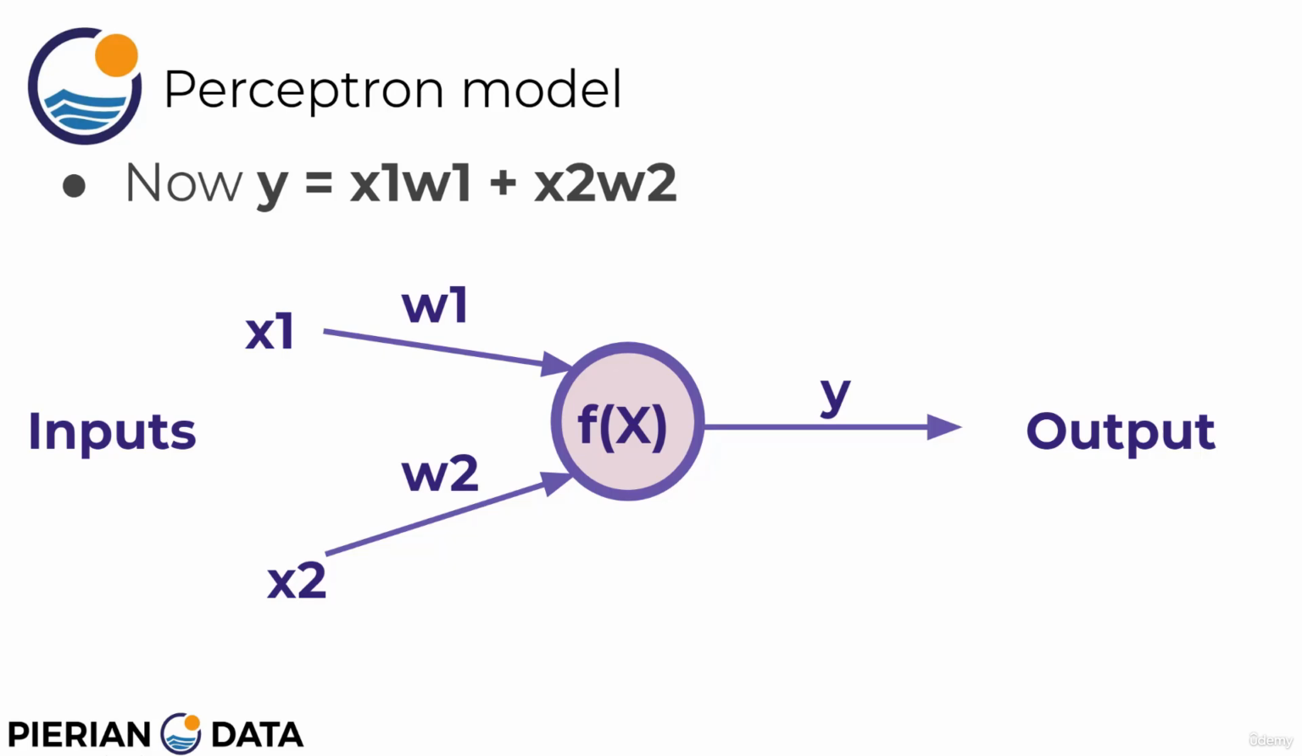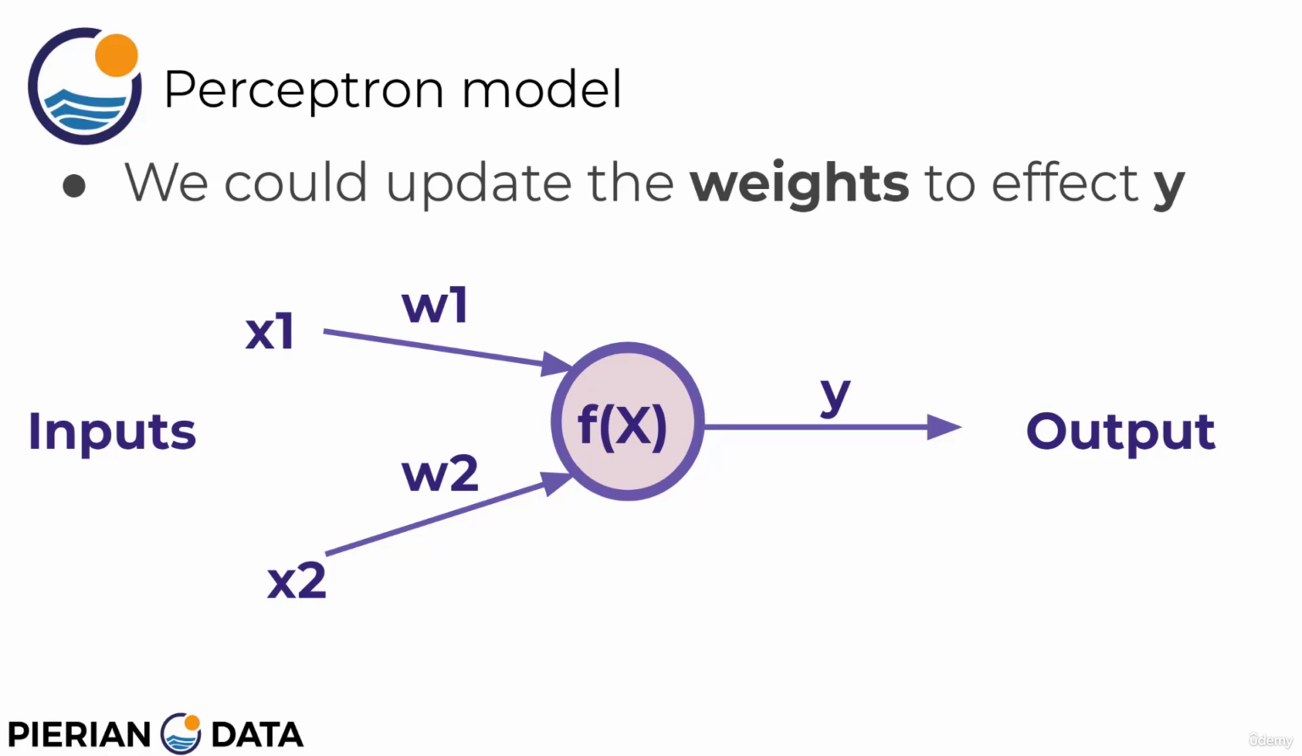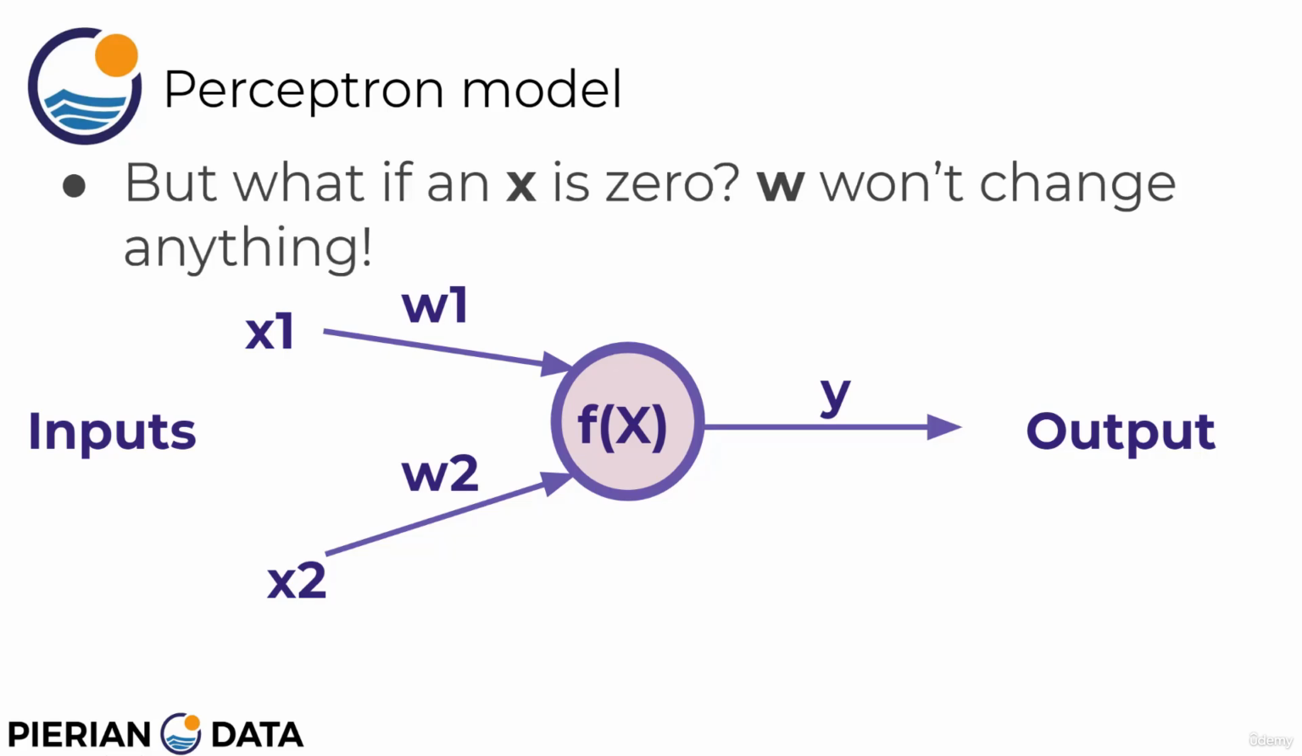And one way we can do this is by applying a weight to each input, and then we can adjust the weight. We'll label these weights corresponding to their inputs as w1 for x1 and w2 for x2, which means if our function is still simplified as just an addition, y is equal to x1 times w1 plus x2 times w2. Now we could update the weights in order to affect the output y. But what happens if the x input is actually 0? That means no matter what you do to the weight, that won't change anything.